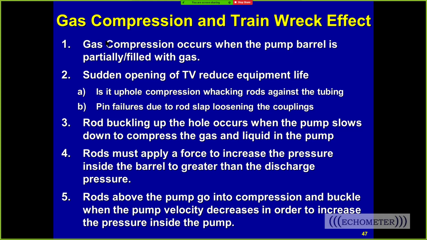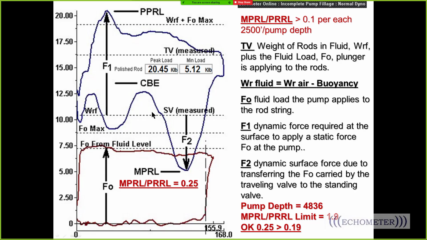This pump slowing down is a problem. It has to slow down to compress the gas. It has to apply a pressure to increase the chamber pressure to open the trailing valve. And that tends to cause increased rod-on-tubing wear.